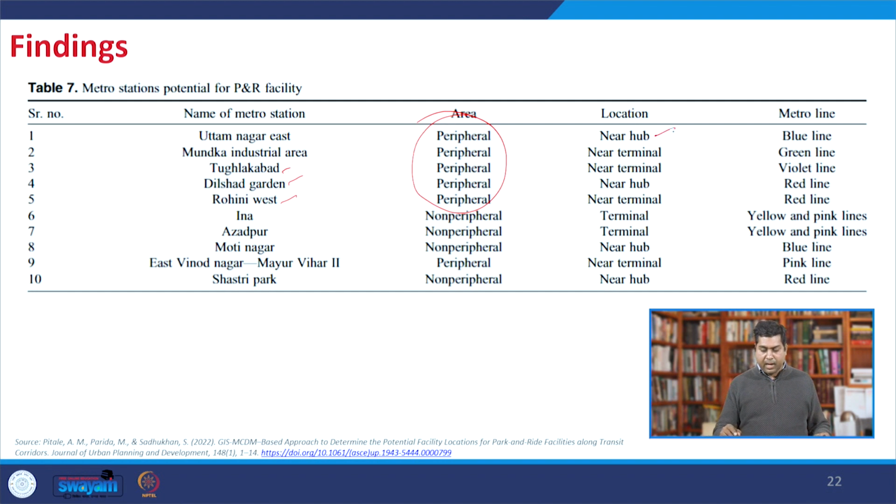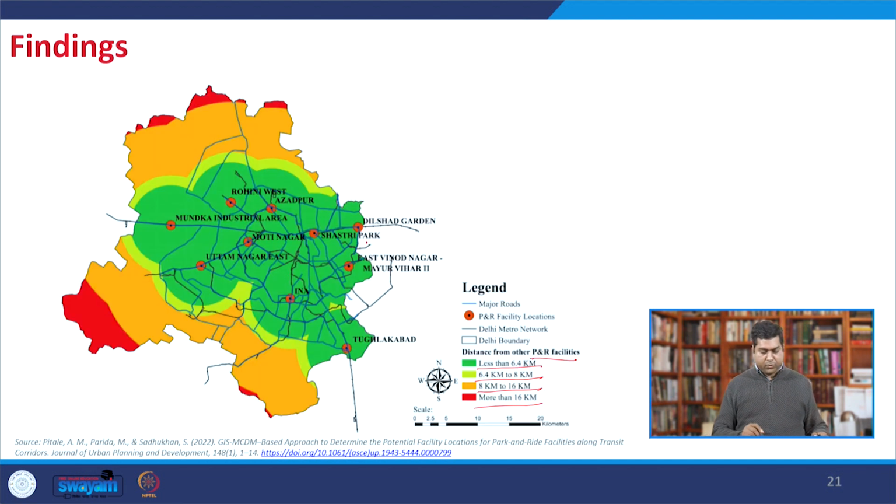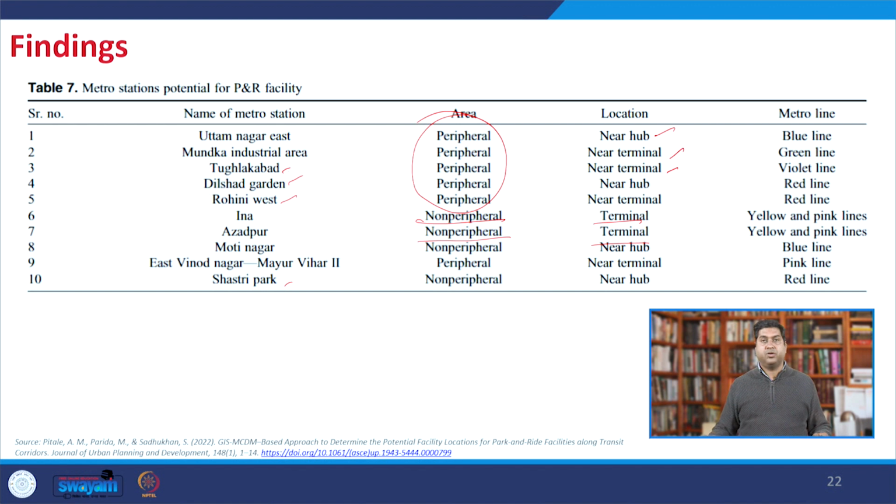The locations are near hubs, near terminals, and these are different metro lines, so it has distribution. Then we also have certain stations like Motinagar, Azadpur and INA. They are in the non-peripheral region, and these are also different terminals. Terminal stations are very important because one may switch from that location to another. Like that we have Shastri Park and all. So here these are all shown. Basically it has a good coverage of peripheral and non-peripheral metro stations.